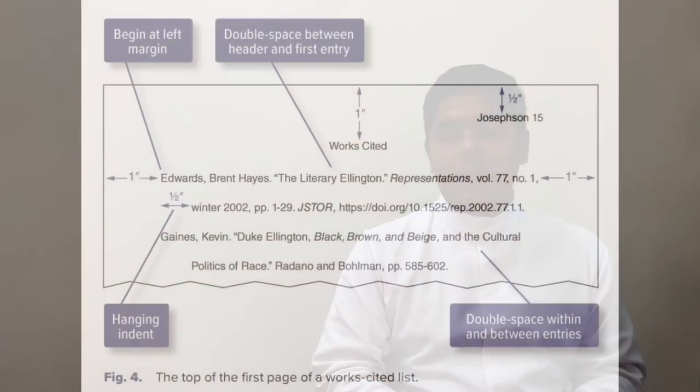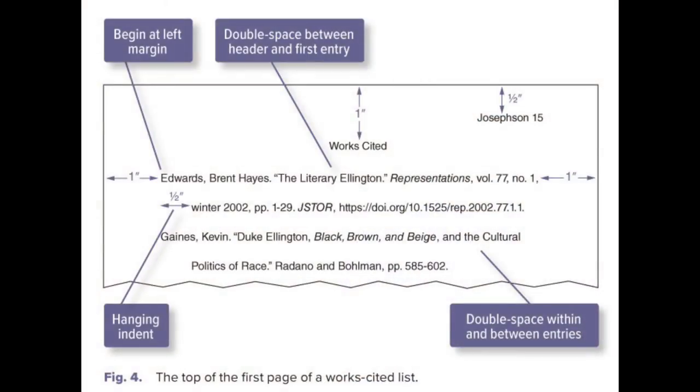Then regarding the list of works cited, how should we write the works cited list as per MLA? See, it appears at the end of the paper on a new page after the notes. Then center the heading Works Cited an inch from the top of the page. If the list contains only one entry, make the heading Work Cited. We have already seen that. Double space between the heading and the first entry. Double space the entire list.